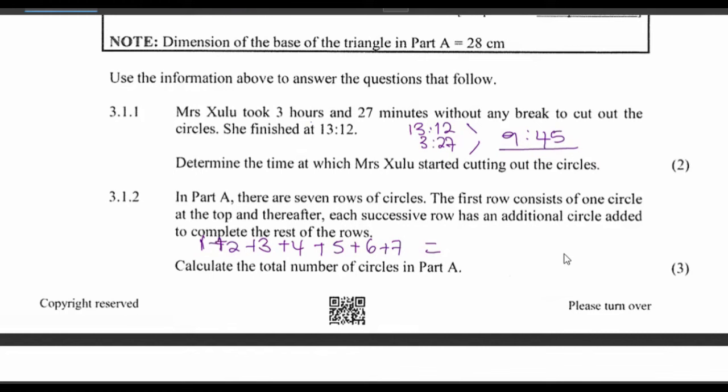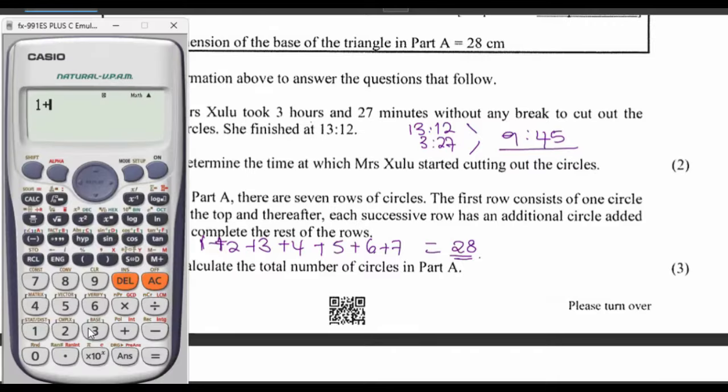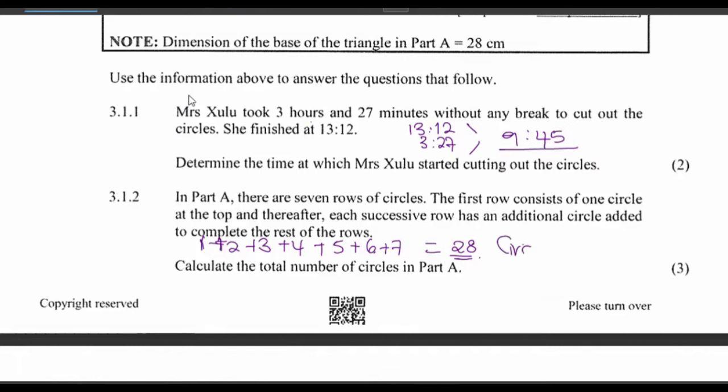Let's see, this is 6, 10, 15. 15 plus 6, you get 21. 21 plus 7, you get 28. Let's confirm: 1 plus 2 plus 3 plus 4 plus 5 plus 6 plus 7. The answer becomes 28. So there are 28 circles.